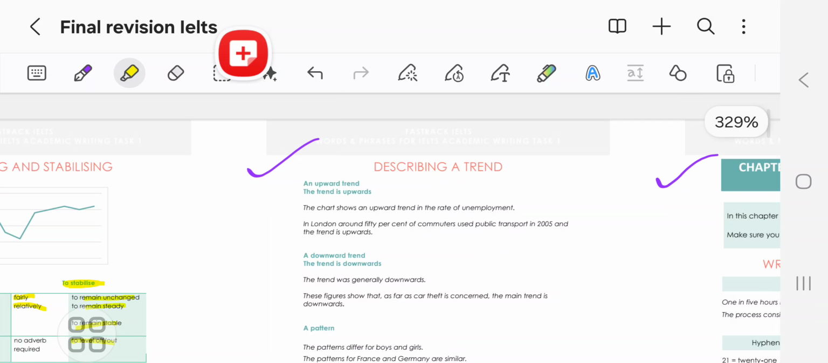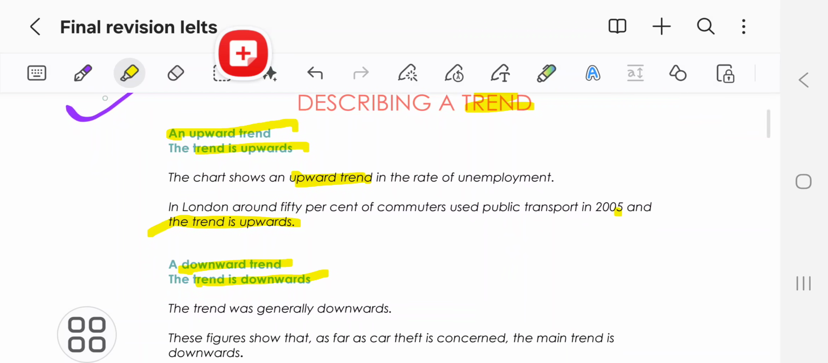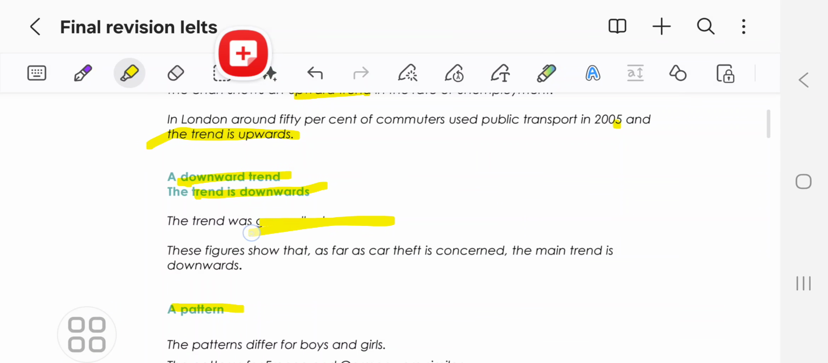Okay, so now let's talk about describing a trend. There's an upward trend, there is a downward trend. A downward trend, or the trend is downward, or a pattern. That's how you can do it. So the chart shows an upward trend in the rate of employment. In London, 50% of commuters use public transport in 2005 and the trend is upwards. So you give the information and then you can mention the trend upwards. And then the trend downward, you can say the trend generally goes downwards.